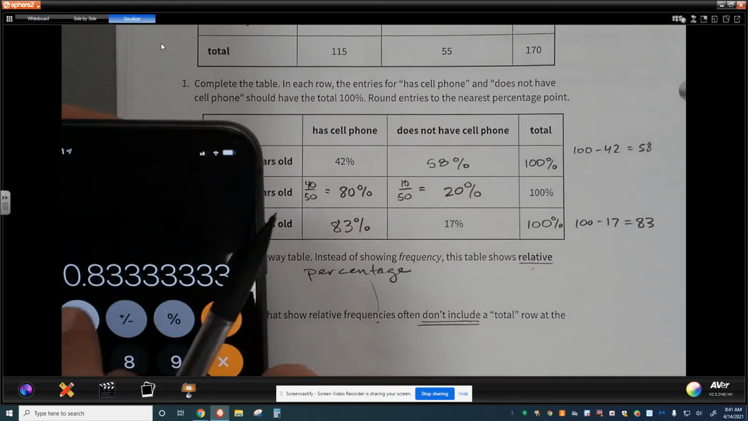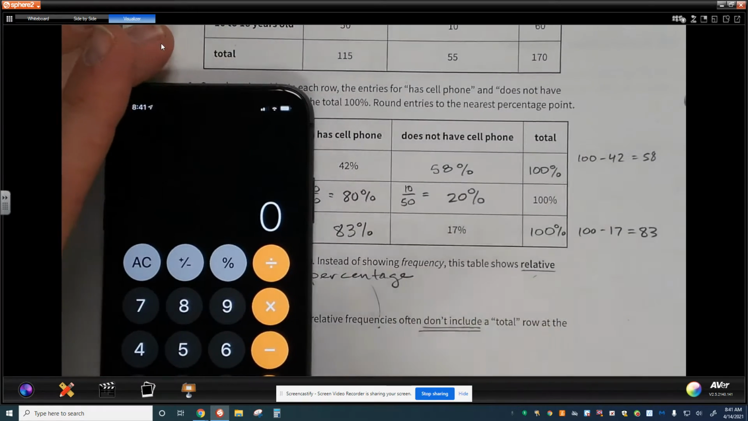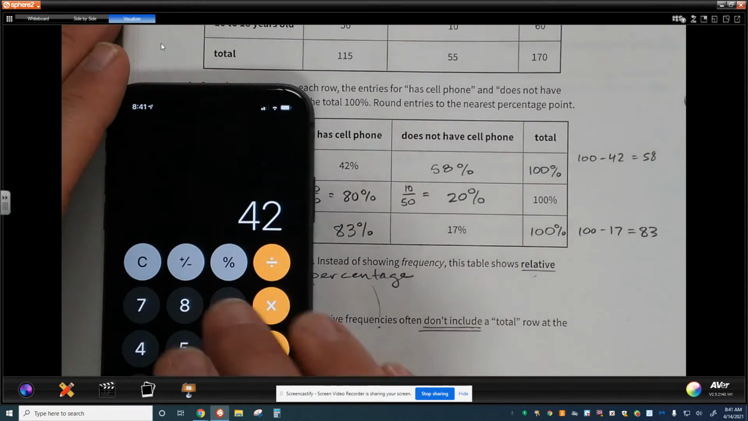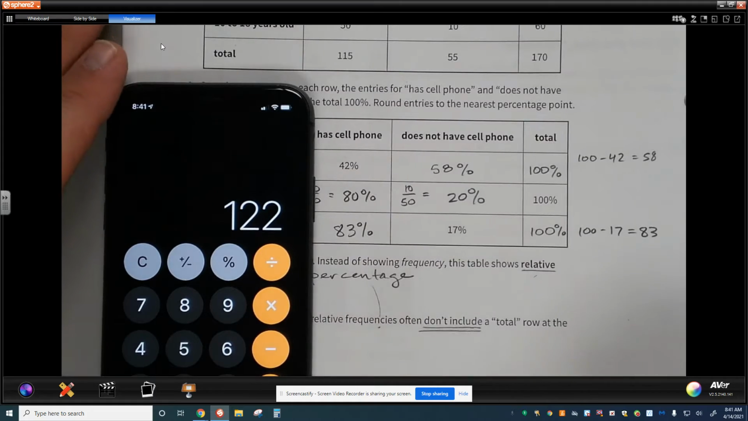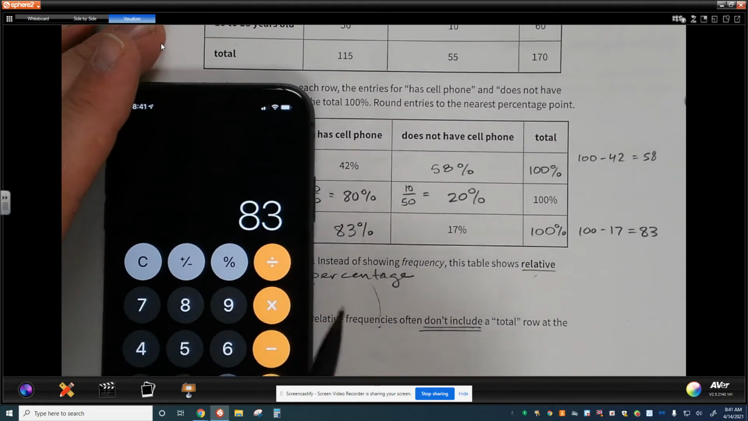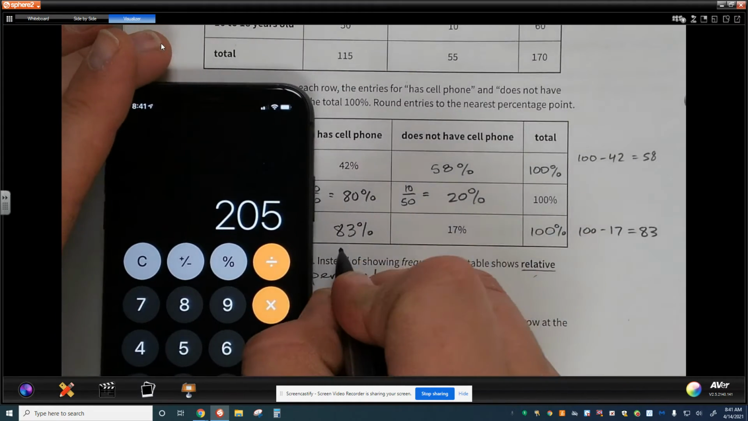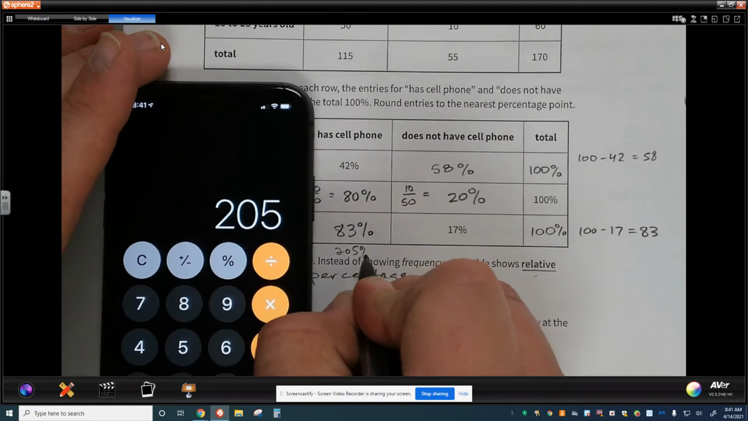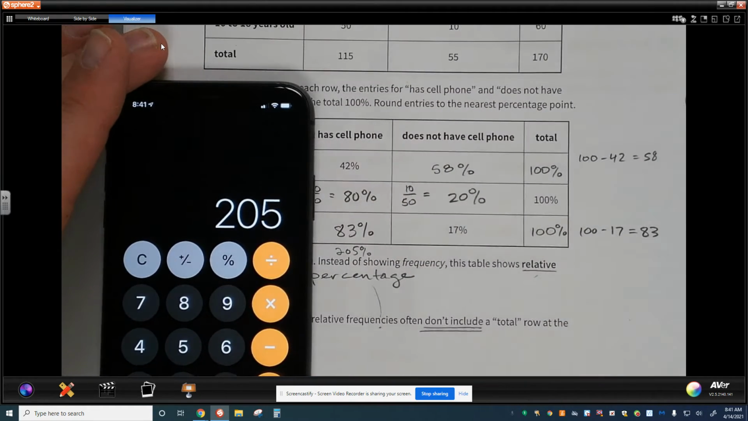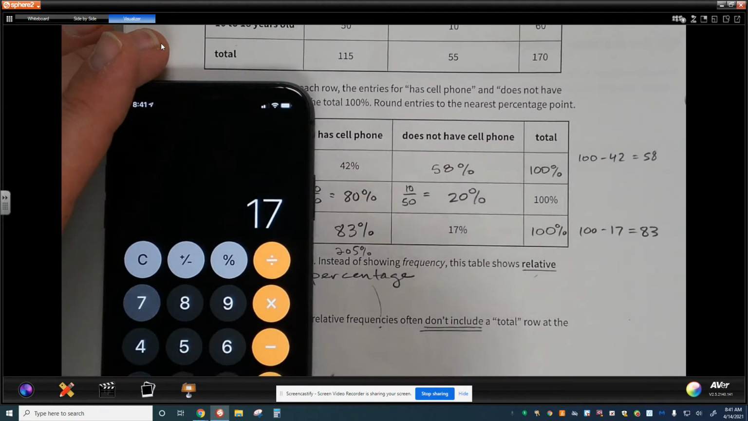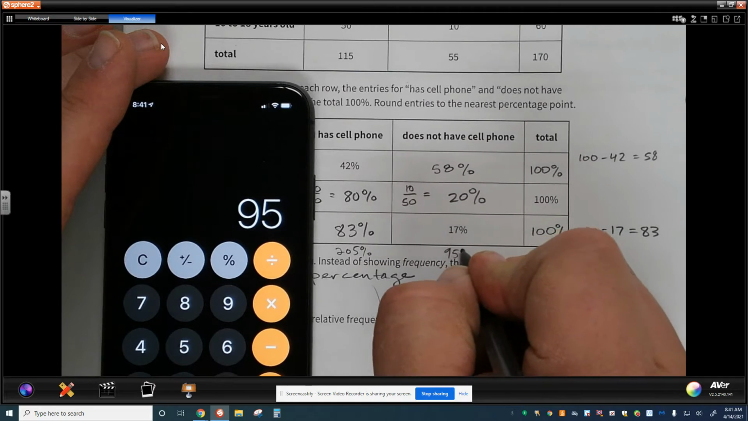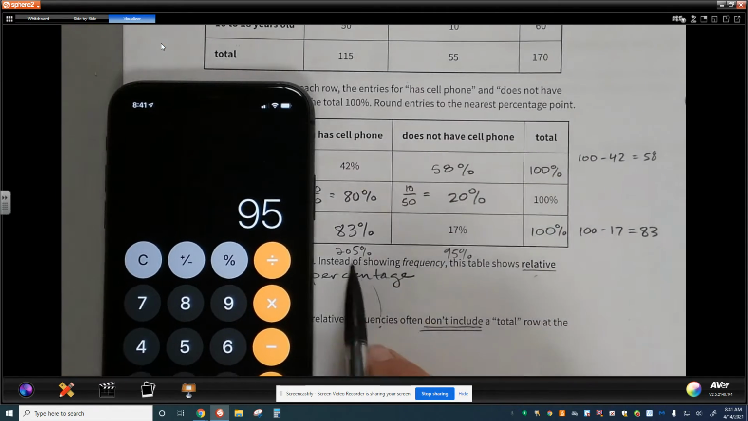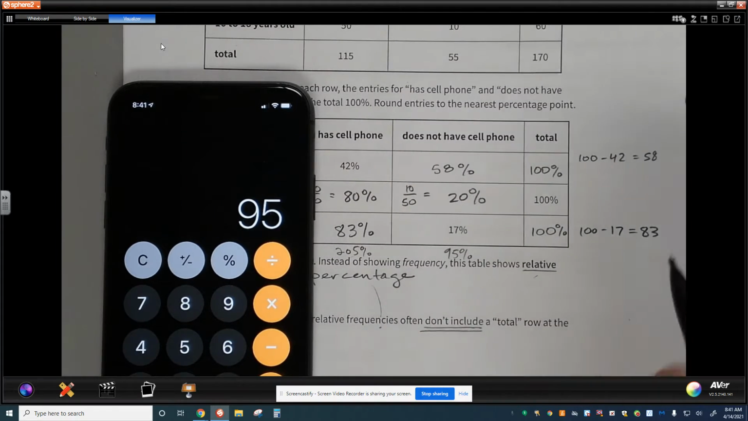If we take these values and we take these totals, we do 42 plus 80. That automatically is already over 100. We add the other 83%, and now all of a sudden we have 205% that would be represented in this bottom row. That seems kind of silly. We have 58 plus 20 plus 17 gives us only 95%. So it wouldn't be really right to say 205% of these children have cell phones and 95% do not.